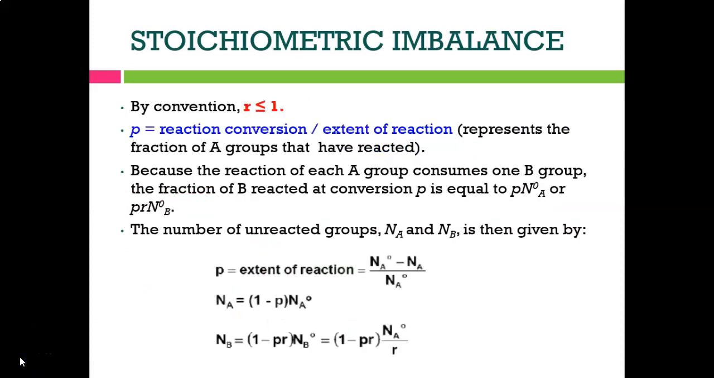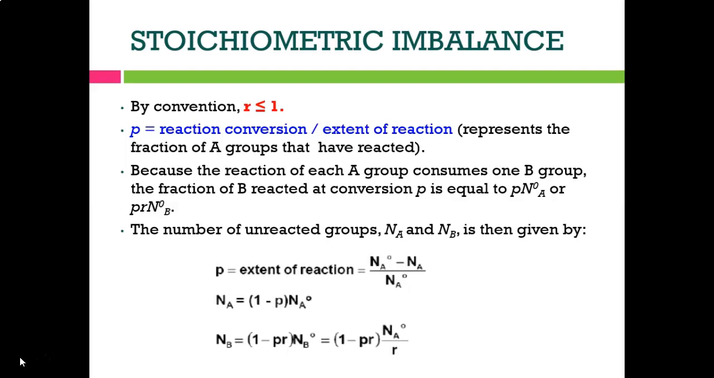Like P, which is the extent of reaction, R also must be less than or equal to 1. P is the reaction conversion, or what we call the extent of reaction. So it represents the fraction of A groups that have reacted. Because the reaction of each A group consumes one B group, the fraction of B reacted at conversion P is equal to P for A, or PR for B.